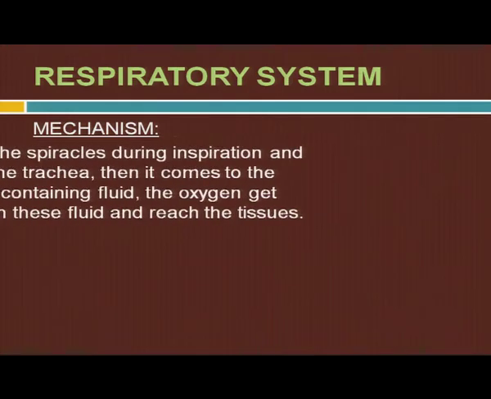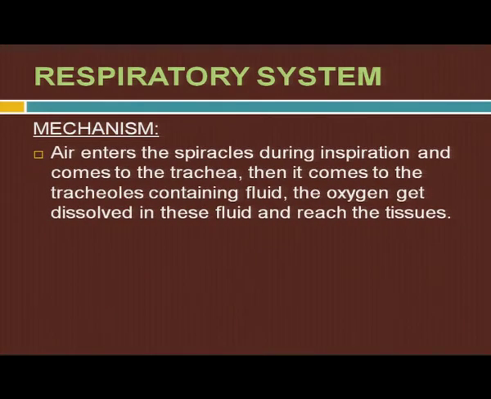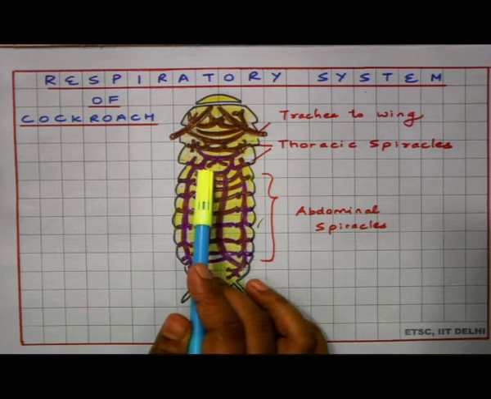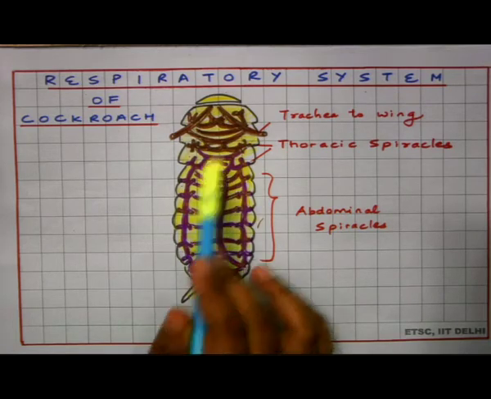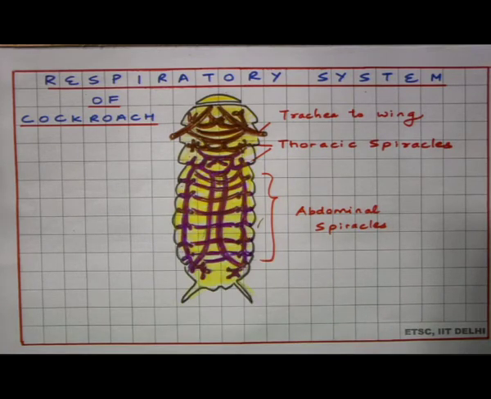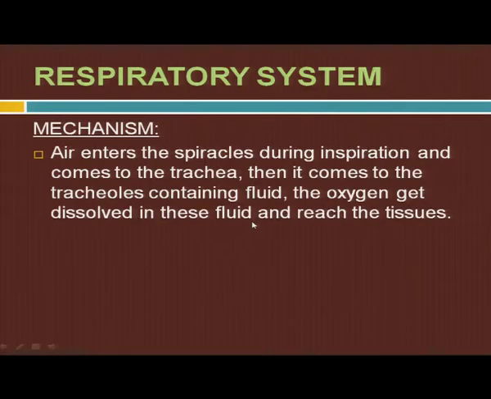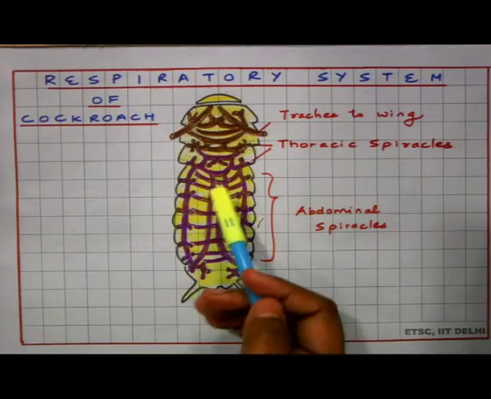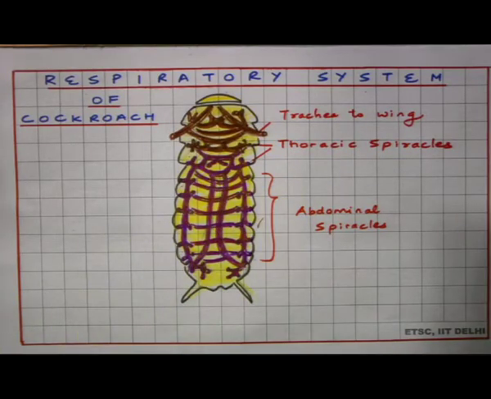Now, what is the mechanism? You need to remember here that the air enters during inspiration and comes to the trachea. Trachea is a network of tube-like structures. They will further divide into finer tracheoles, and these finer tracheoles lead into the fluid of the cavity, where the oxygen gets dissolved and then reaches all the parts of the body, or reaches the tissues.